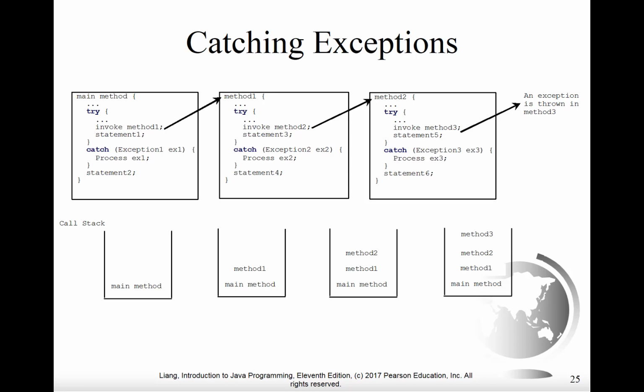far right-hand side to method 2. There's a try-catch block in there, so we do the try block first. The first thing that happens in the try block is an invocation of method 3, so we go off and we do method 3, but method 3 throws an exception, and this time it is an exception 1.